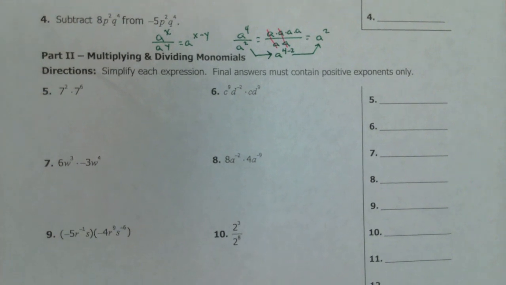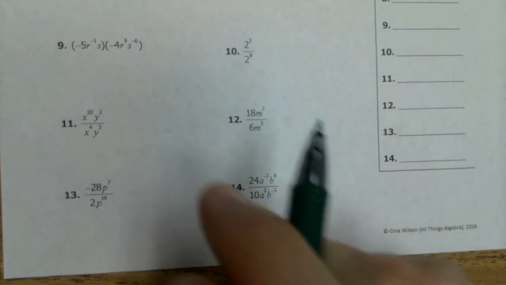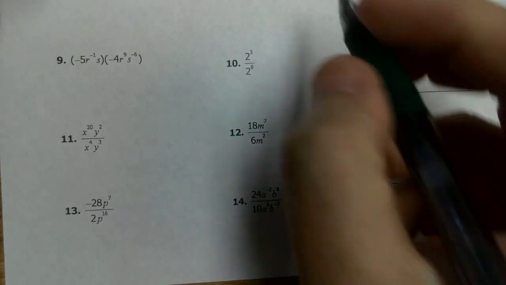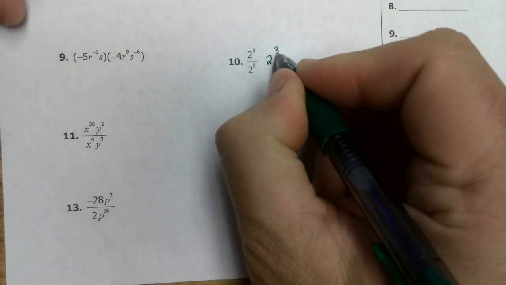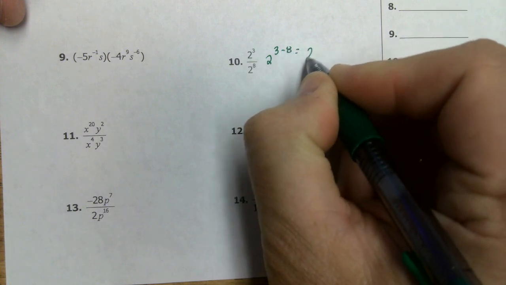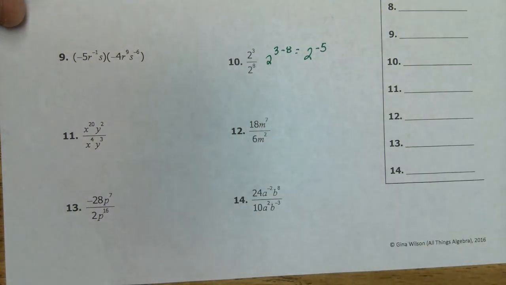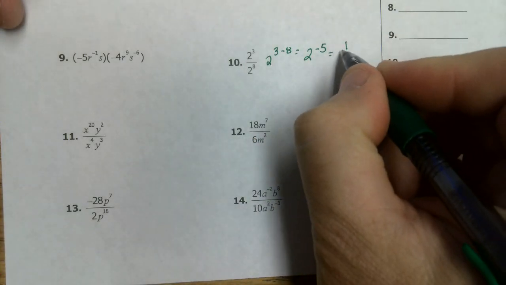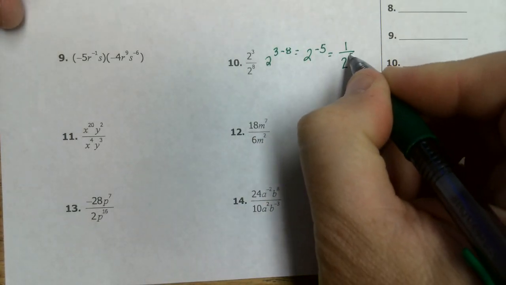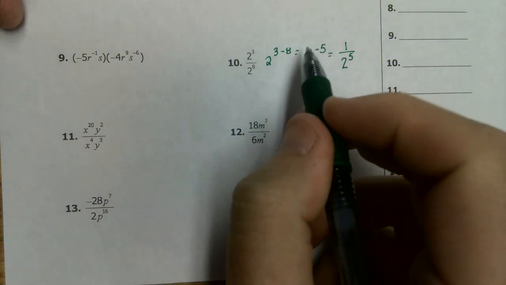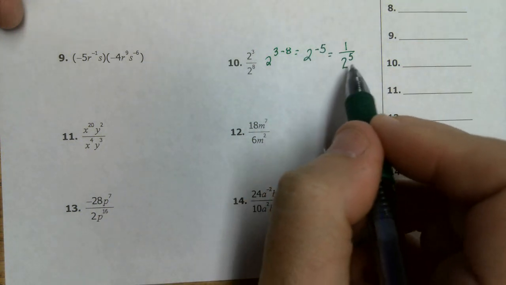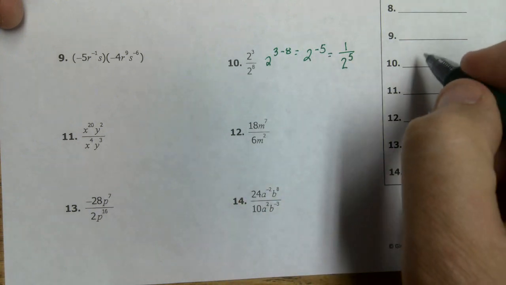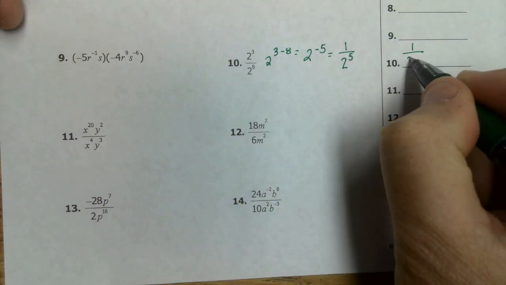So as I come down to number 10, when I'm doing 2 to the 3rd divided by 2 to the 8th, I see that I'm going to do 2 to the 3 minus 8, which is 2 to the negative 5th. But we know we're not going to leave our exponent as a negative, so I'm going to write it as 1 over the same base to the positive exponent. However you remember to reduce that negative exponent, whether it's cross the line, change the sign, or take it to the denominator, make it positive, our answer for number 10 is 1 over 2 to the 5th power.